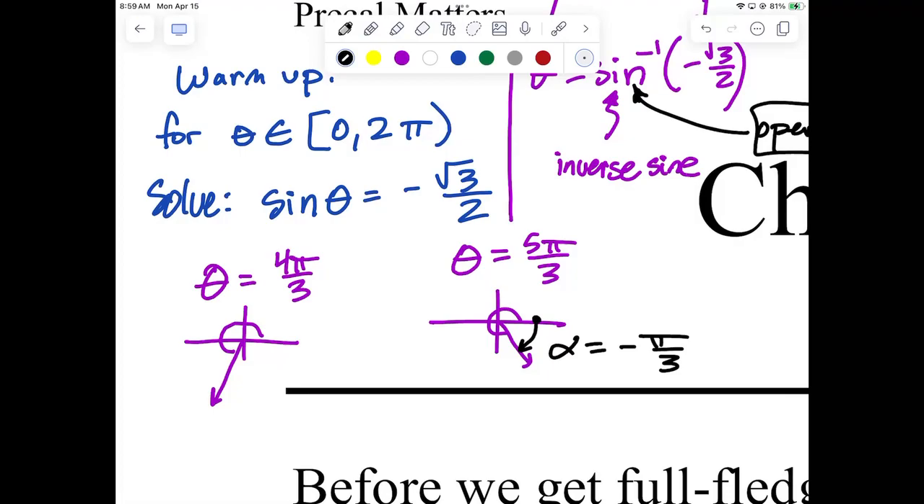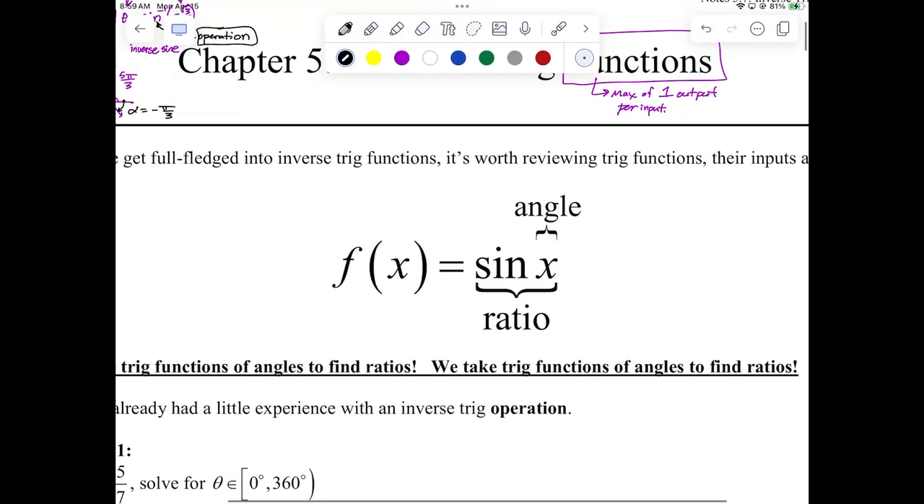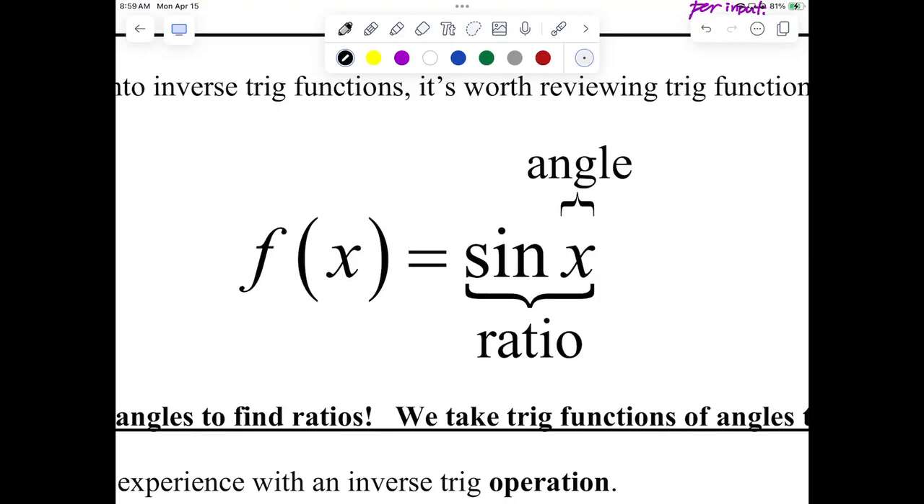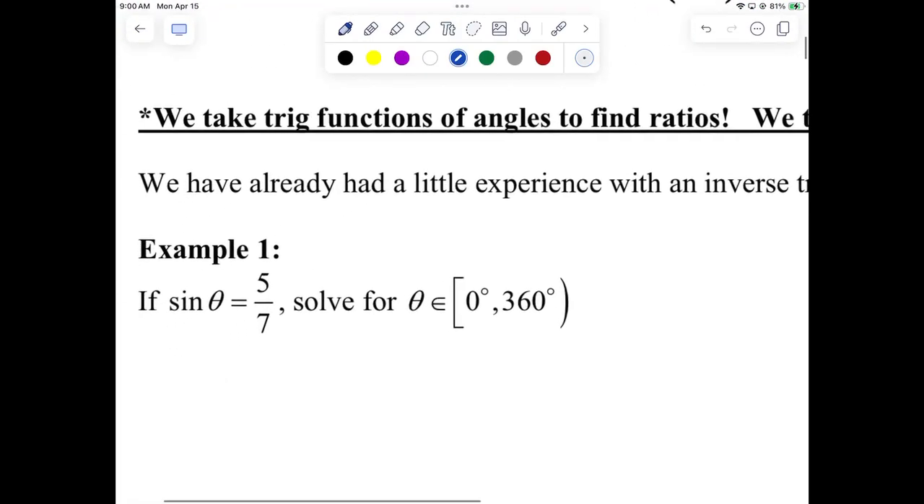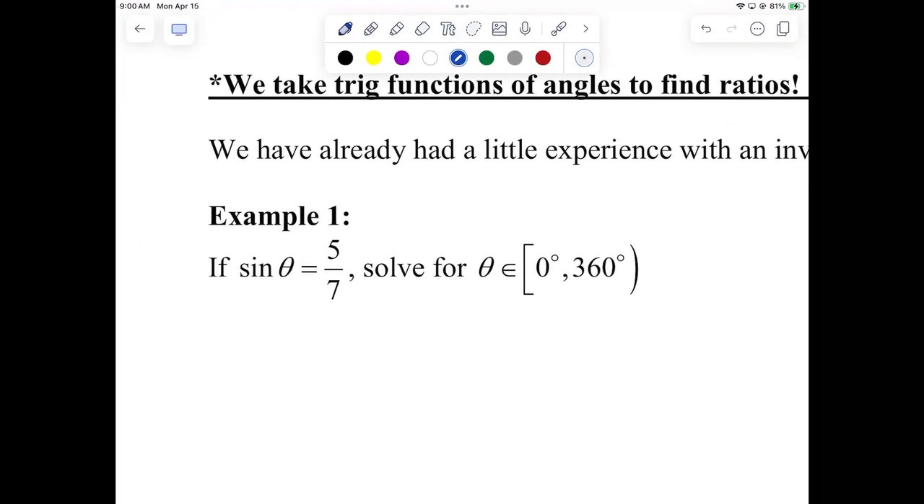So let's go ahead and look at what an inverse trig function is by looking at first what a trig function is. When I say f of x equals sine of x, the input is the angle, and the sine ratio itself is the output. Would you agree? And for each angle, there's no more than how many outputs for sine? There's only one output for sine. It passes the vertical line test. But when we do it in reverse, we're going to have to agree upon one answer.